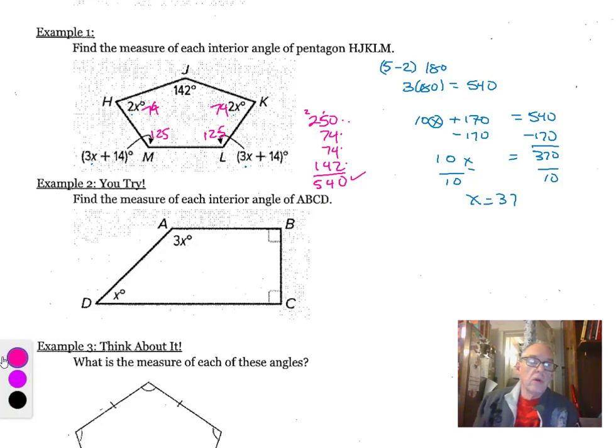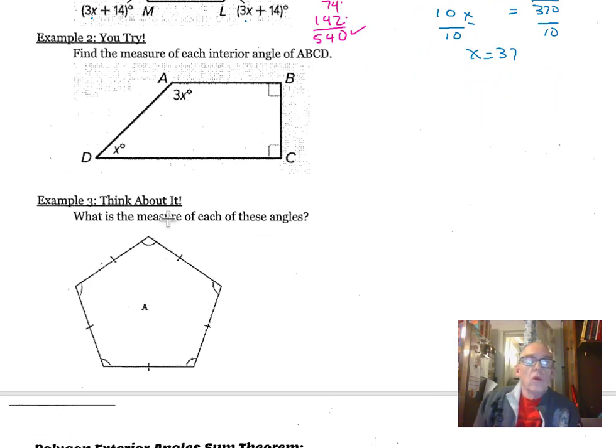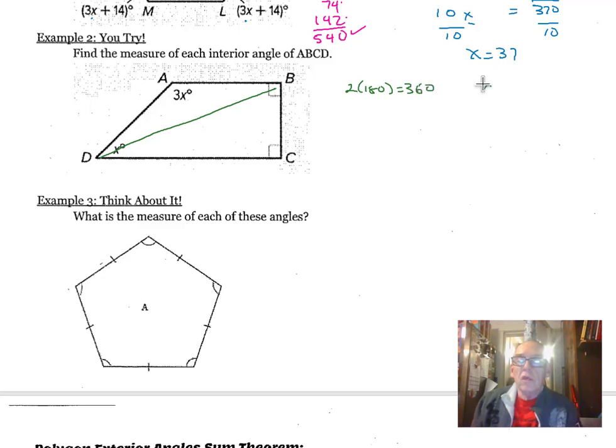Okay, let's look at the next problem here. So in this example, we have a quadrilateral. Let's draw a diagonal. We can see that we have two triangles that are formed. 2 times 180 equals 360. So n minus 2 times 180, where n is 4, gives us 360 degrees. So these all need to add up to 360 degrees.